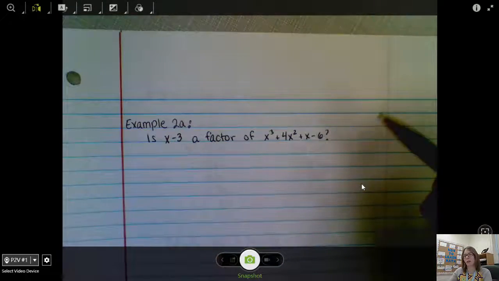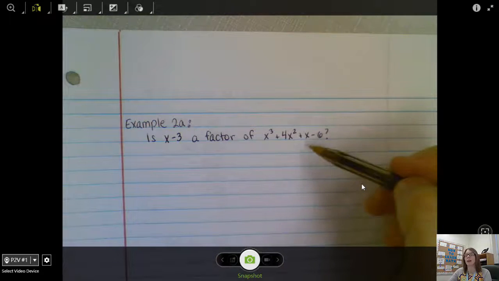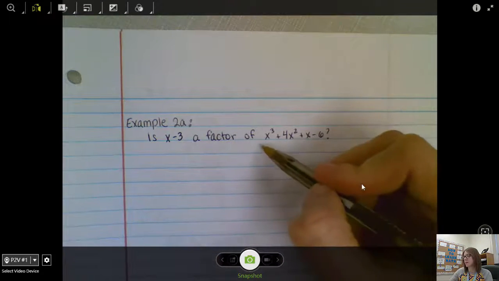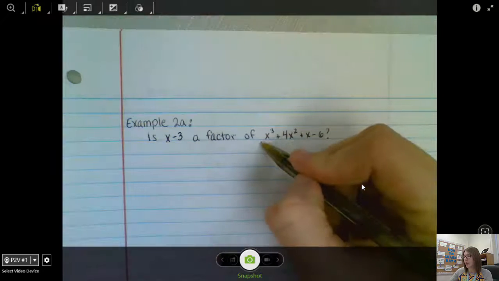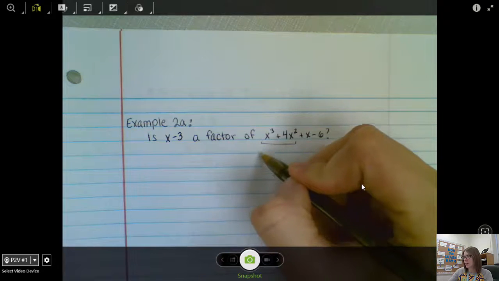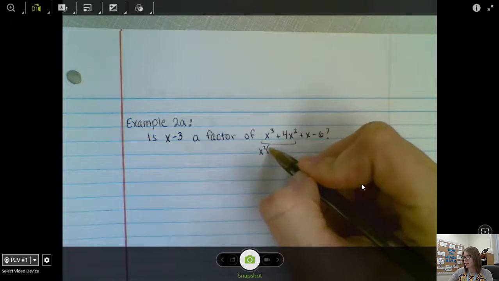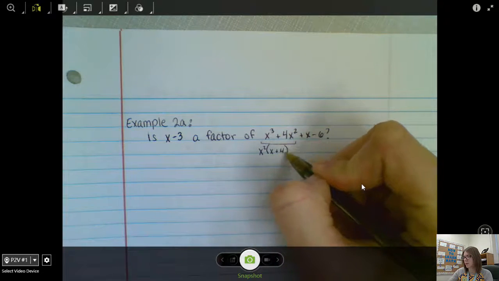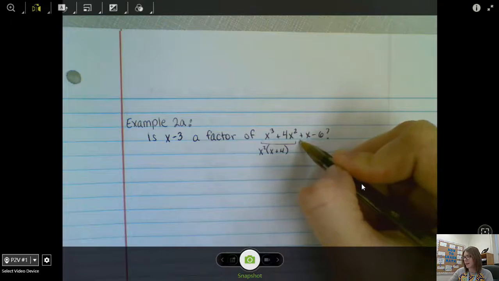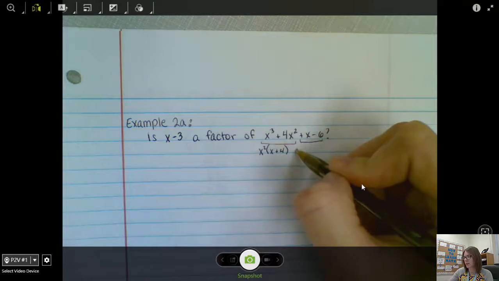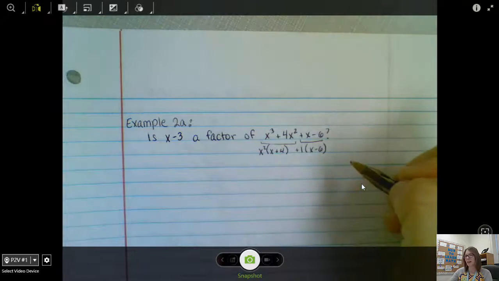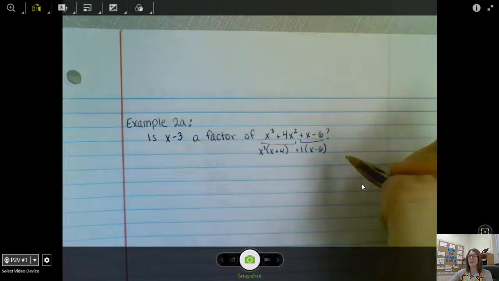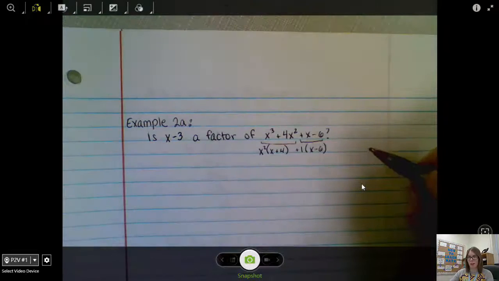And you might think, well, okay, let's just try to factor. Let's try to factor our polynomial and see what works. Okay, factoring by grouping. If I group these guys, I'd have x squared times x plus 4. Here they only have a 1 in common, plus 1 times x minus 6. Okay, that doesn't give me an x minus 3.